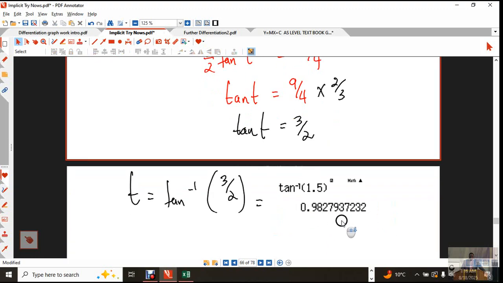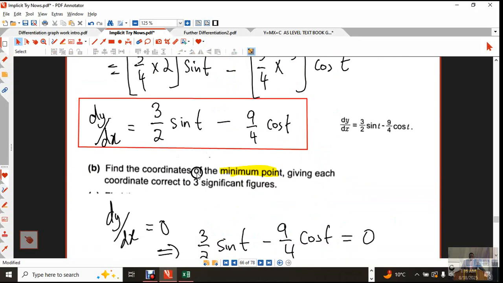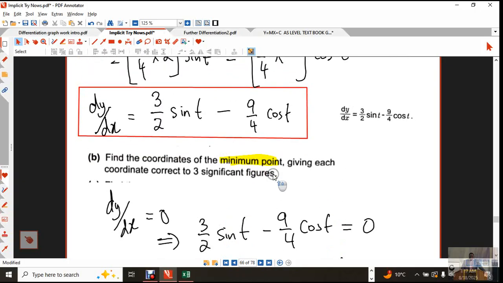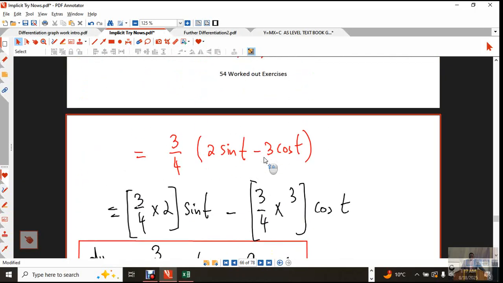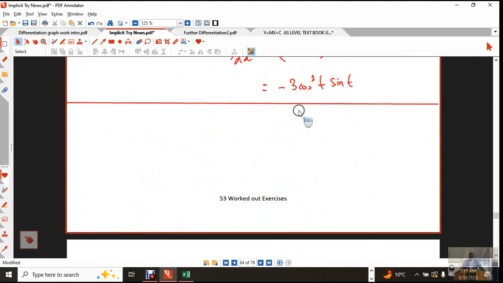Now, remember, we are supposed to calculate the coordinates of the minimum point, to three significant figures. So what was the equation for x and what was the equation for y?